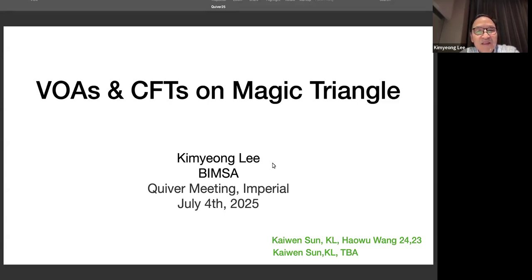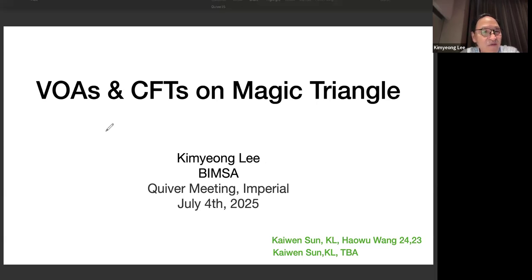This work was started last October, and it's about some 2D conformal field theory related to magic triangle. Probably most of you never heard of magic triangle. Maybe you heard of magic square.